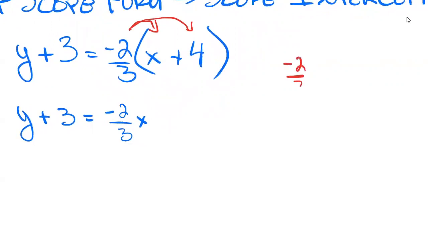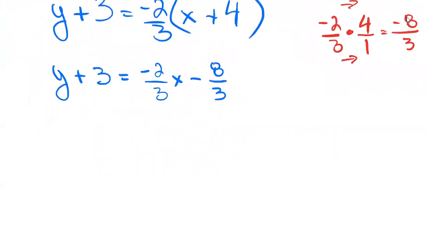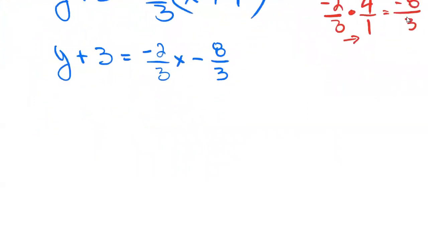Negative 2 over 3 times 4. To multiply fractions, we need to have fractions, so it's 4 over 1. And then it's straight across the top, straight across the bottom. Negative 8 over 3. So this becomes minus 8 over 3. Now, the beauty of point slope form is that once you've done that, there's only one other step.